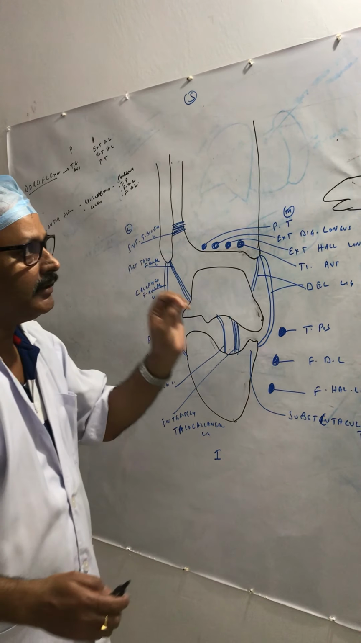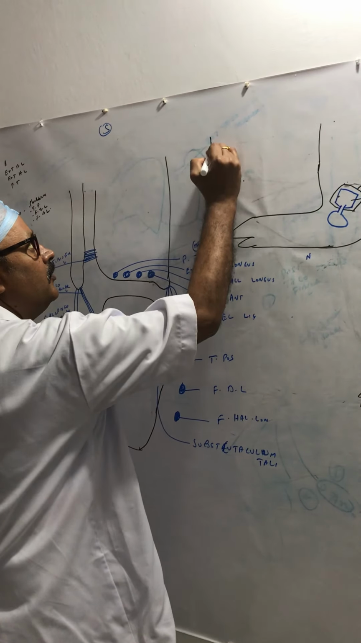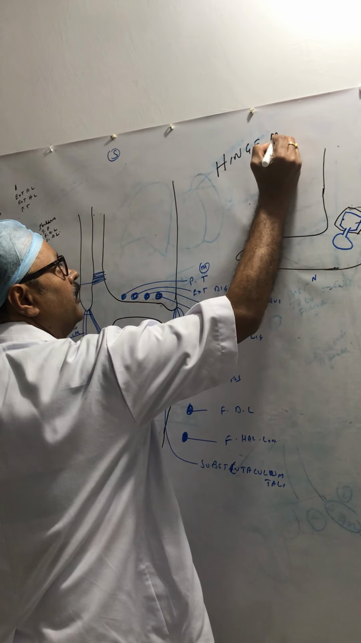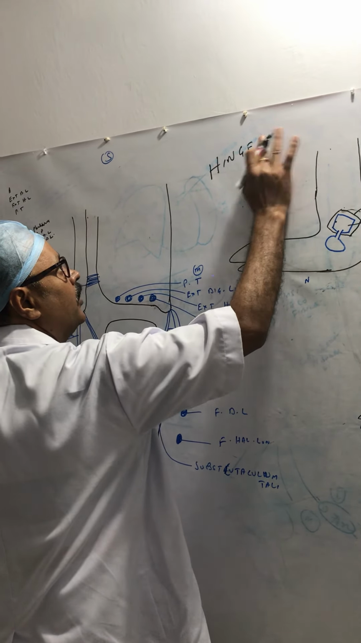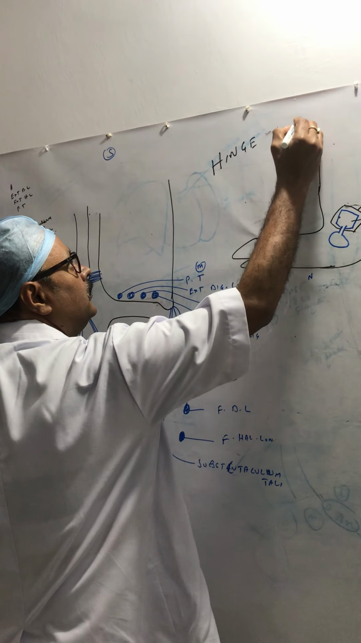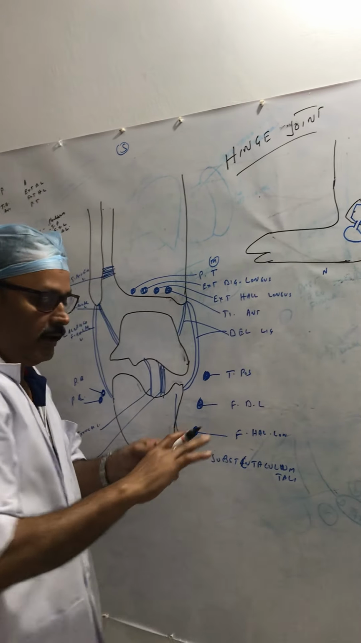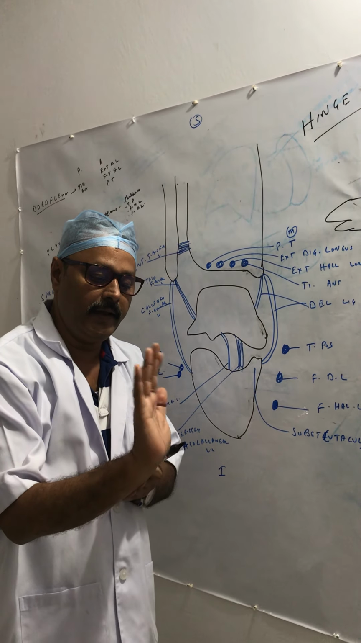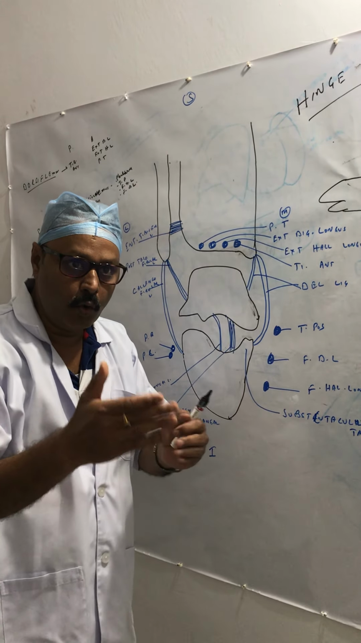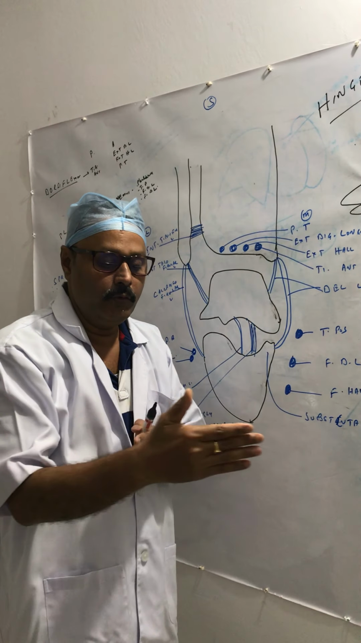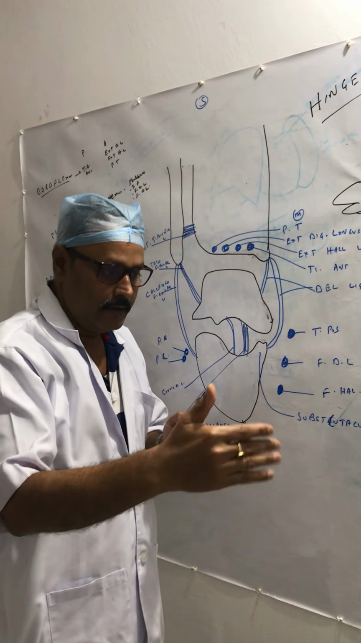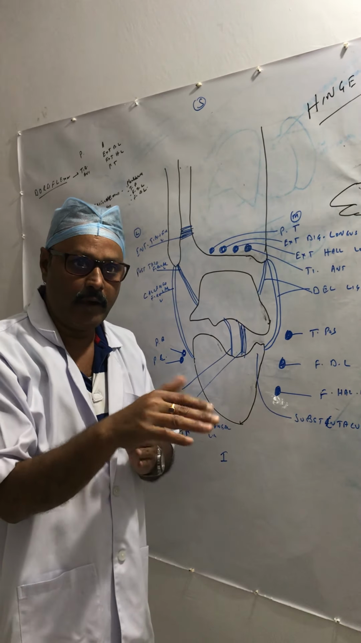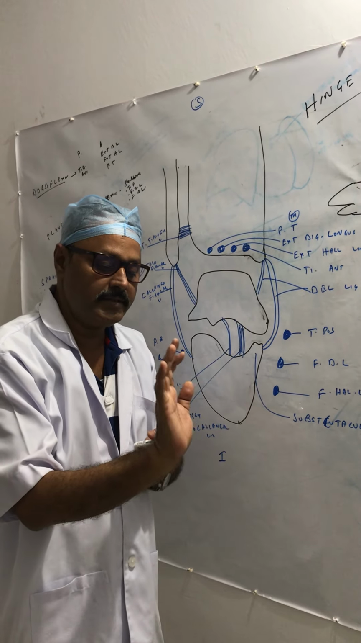Since we know that this ankle joint is made for hinge-like movement, it is an example of a hinge joint. So what is that hinge joint? A hinge joint moves like the door of a room, which moves like this and that. You open it and you close it. This movement is known as the hinge movement.